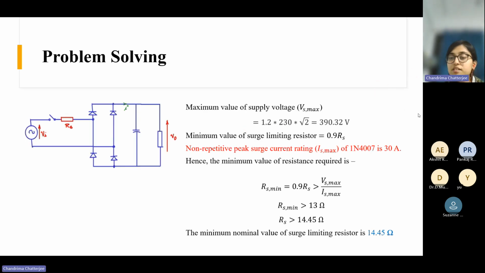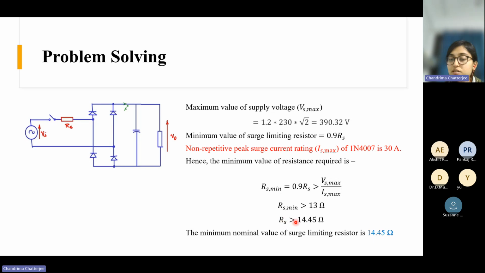Now, if you just refer to the datasheet of this diode, you will see the non-repetitive peak surge current rating is 30 ampere. So we already saw that your resistance value should be greater than Vs max by Is max. What is Vs max? We already calculated 390 volt. Is max is 30 ampere. So Rs minimum should be greater than 13 ohm.